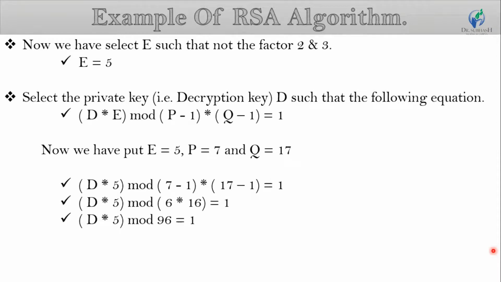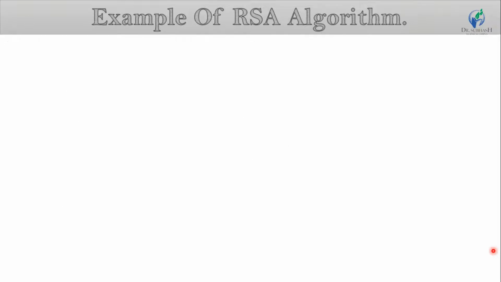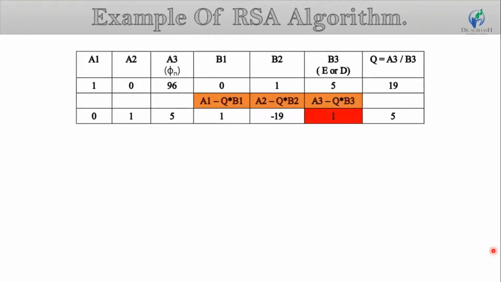Now we find out the value of D. So we use this table. In this table, in the first row we have A1, A2, A3, B1, B2, B3 and Q. Now the value of A3 is phi of n, which we already know. The value of B3 is the E or D value, which we have. And Q is equal to A3 divided by B3.